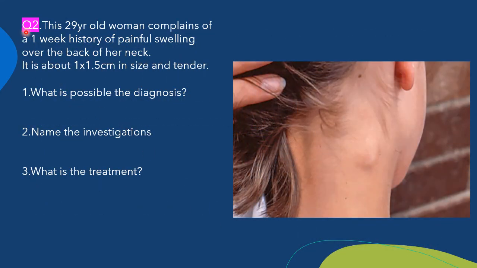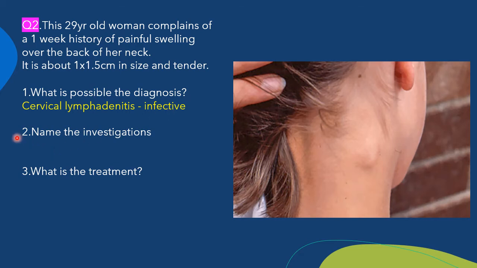Question number 2. This 29-year-old woman complains of a 1-week history of a painful swelling at the back of her neck, as shown here. It is about 1 by 1.5 centimeters in size and tender. First question: what is the possible diagnosis of this patient's condition? The answer: cervical lymphadenitis, possibly of infective origin.